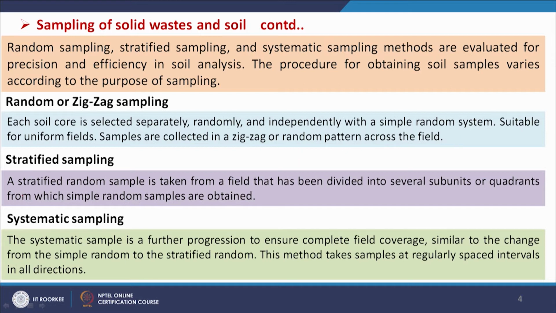In stratified sampling, a stratified random sample is taken from a field that has been divided into several sub units or quadrants from which random samples are obtained. And systematic sampling, the systematic sample is a further progression to ensure complete field coverage, similar to the change from the simple random to the stratified random. This method takes samples at regularly spaced intervals in all directions.